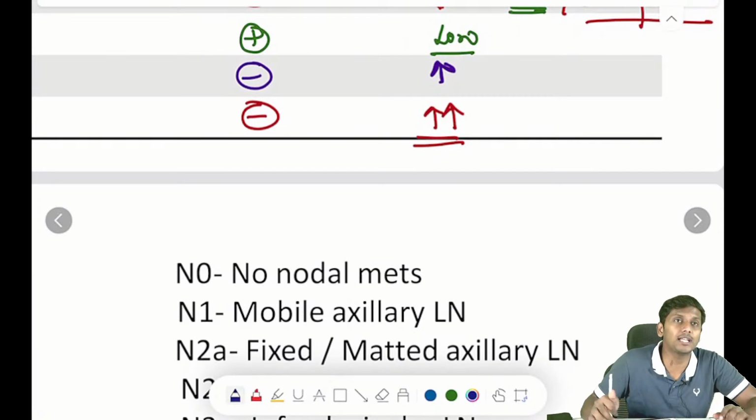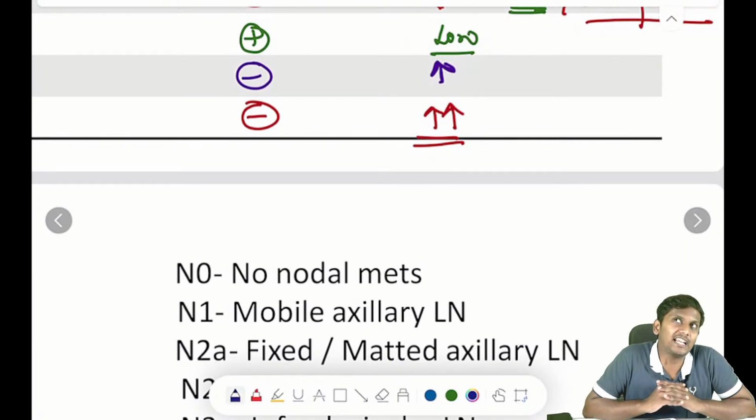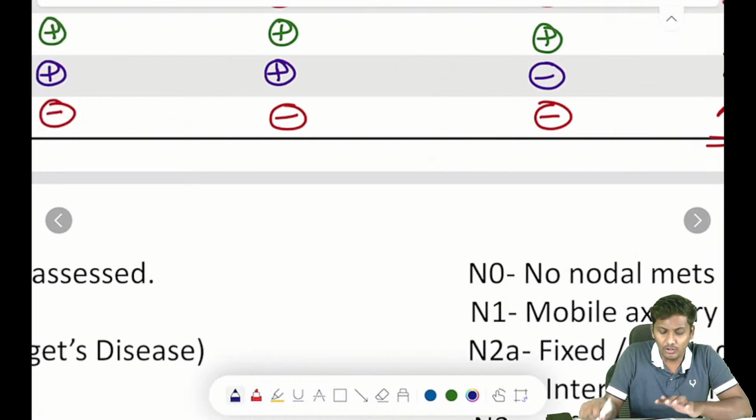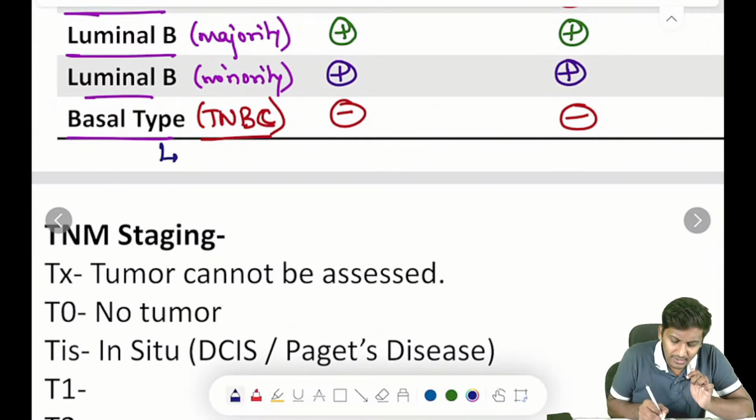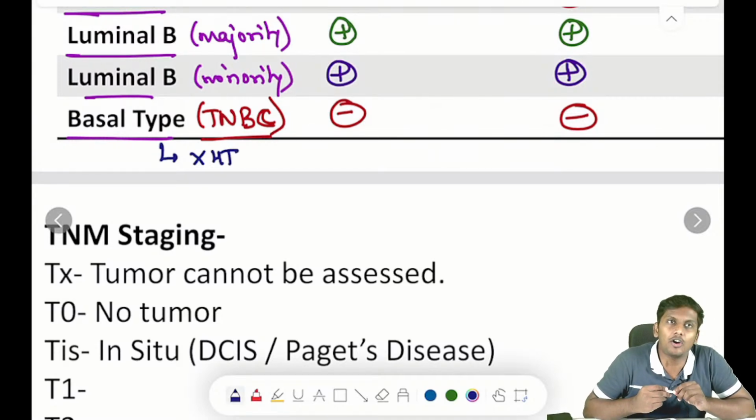Worst prognosis means, see, if it is a triple negative breast cancer, no ER receptor, no PR receptor, and no HER2 neu receptor, can you treat such type of a breast cancer with hormonal therapy? No. So you have to remember that the triple negative breast cancer or the basal type of breast cancer cannot be treated with hormonal therapy.